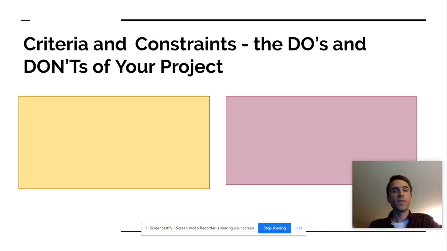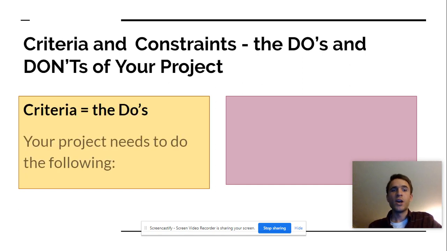So, criteria and constraints, one way to look at them is to think of them as the do's and the don'ts of your project, okay? So, what does your project have to do to be successful? And what should your project not do to be successful? Criteria are like the do's. Your project needs to do all the following things, right?